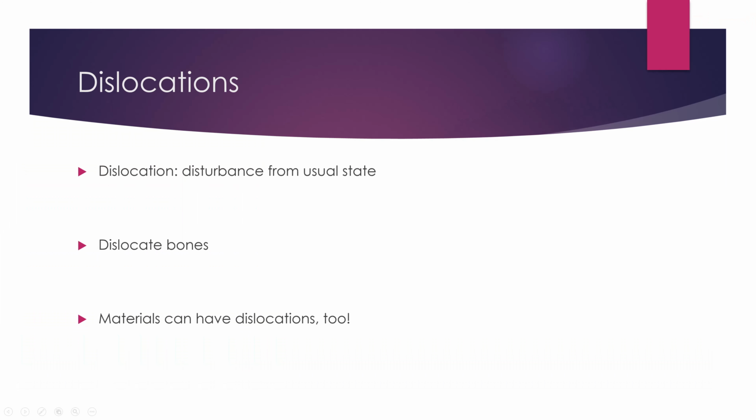Now, in a general sense, what is a dislocation? Well, a dislocation is a disturbance from the usual state, according to Merriam-Webster's dictionary. If you think about dislocation in your everyday lives, you can think about dislocating bones, right? Because you pop it out of place and it's in a disturbance from its usual state. Well, as we will soon come to find out, materials can also have dislocations, and we're going to observe two specific types of dislocations which are most likely going to appear on the exam material for Exam 2.